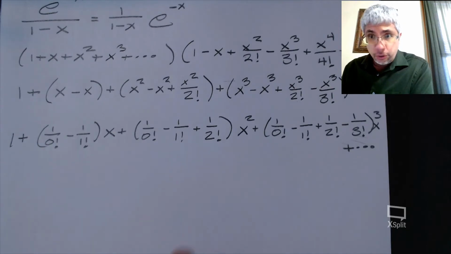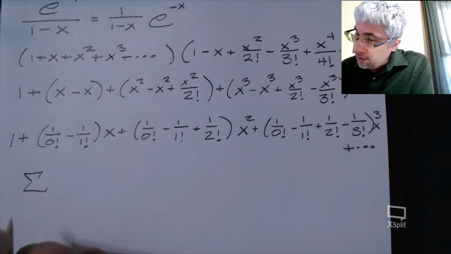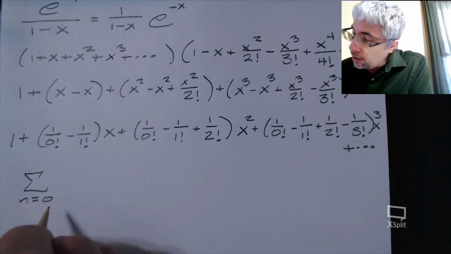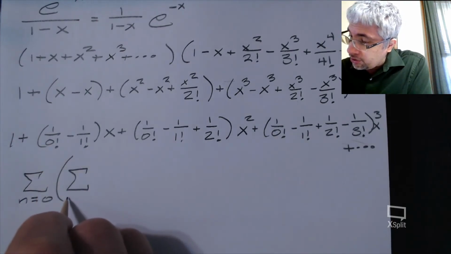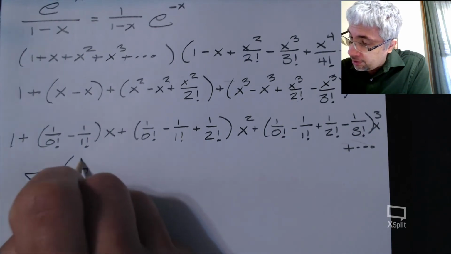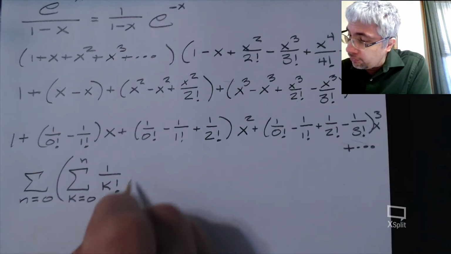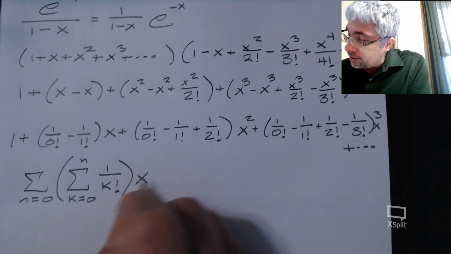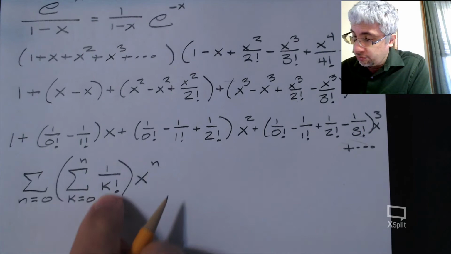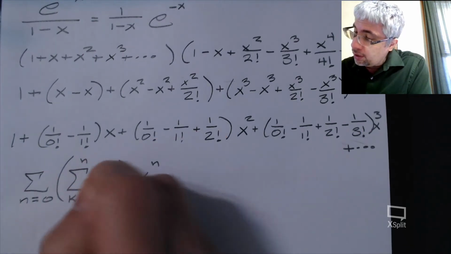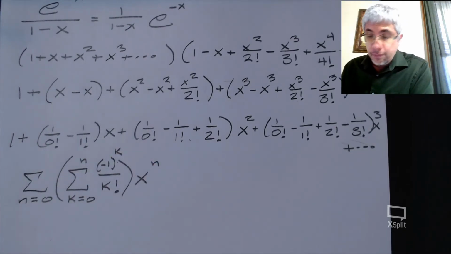What's the pattern? I can get the coefficient of x to the n. The coefficient of x to the n is going to be this sum, which I'll just write as the sum from k equals 0 to n of 1 over k factorial, times x to the n. So for example, the coefficient of x to the 1 is 1 over 1 factorial. Oh, and I also need a minus 1, so let's do minus 1 to the k, because I need each term to alternate. Okay, so now that should work.